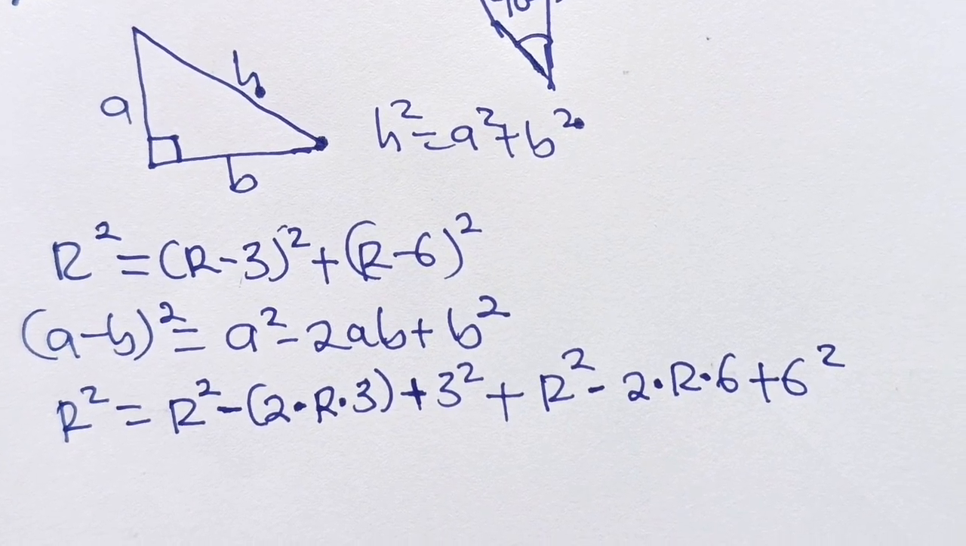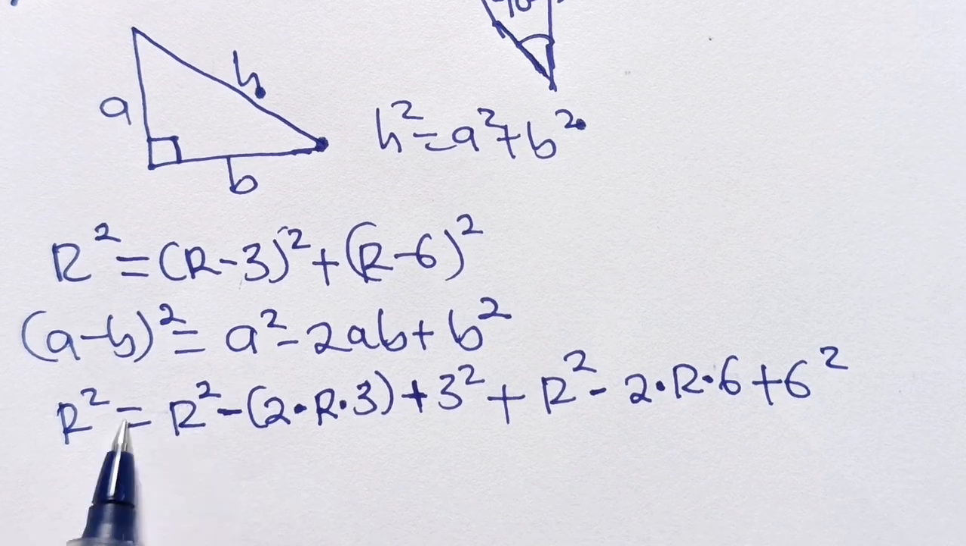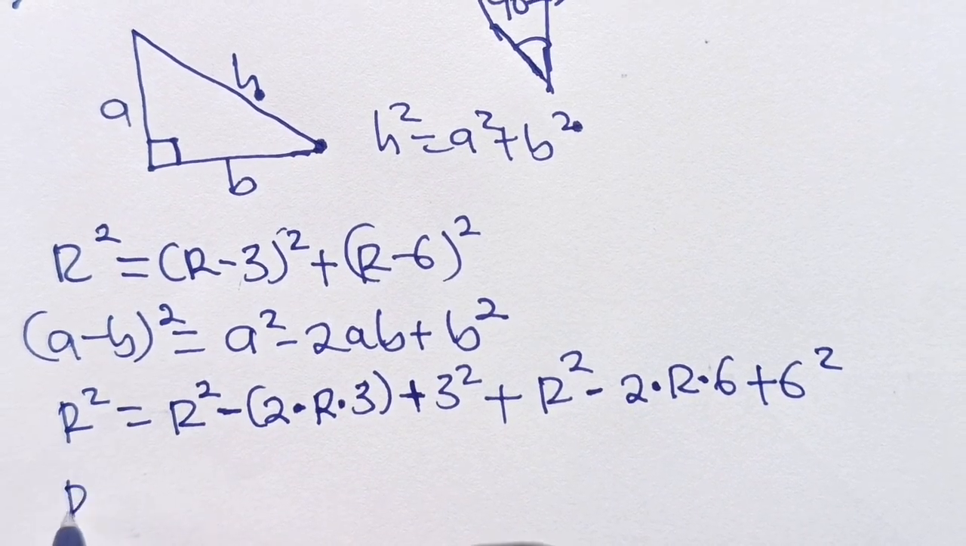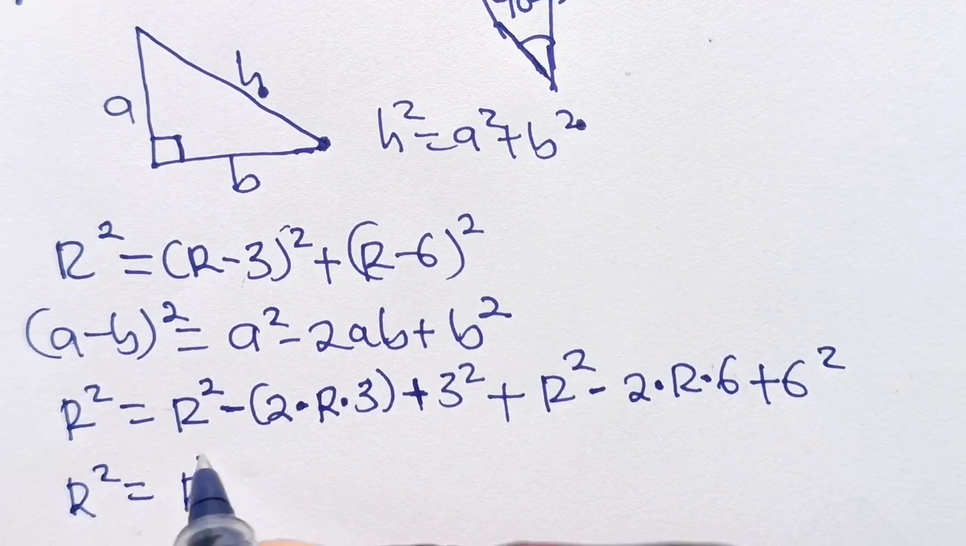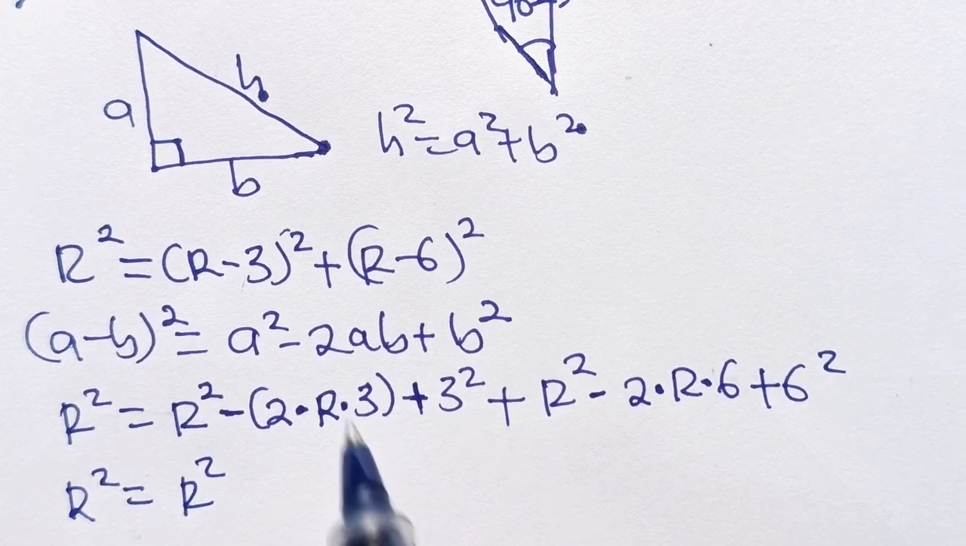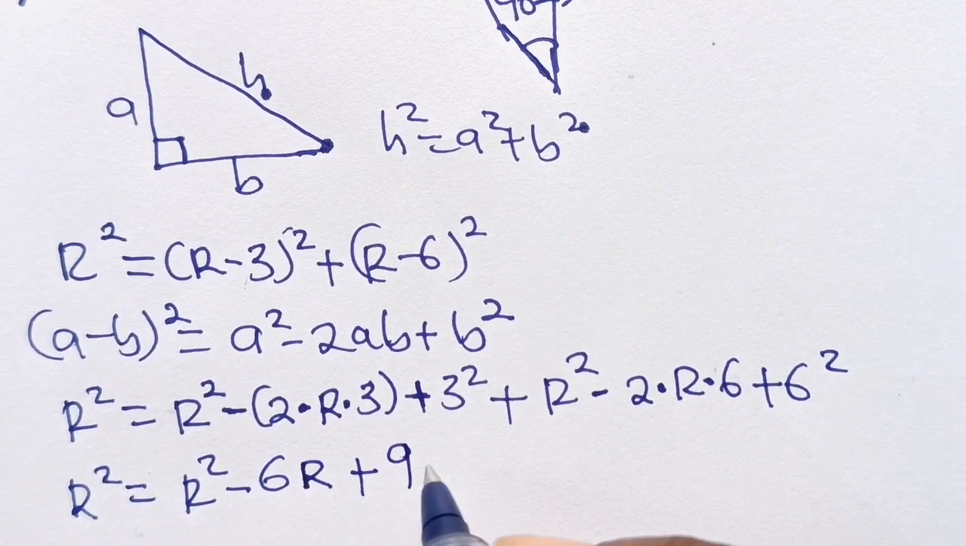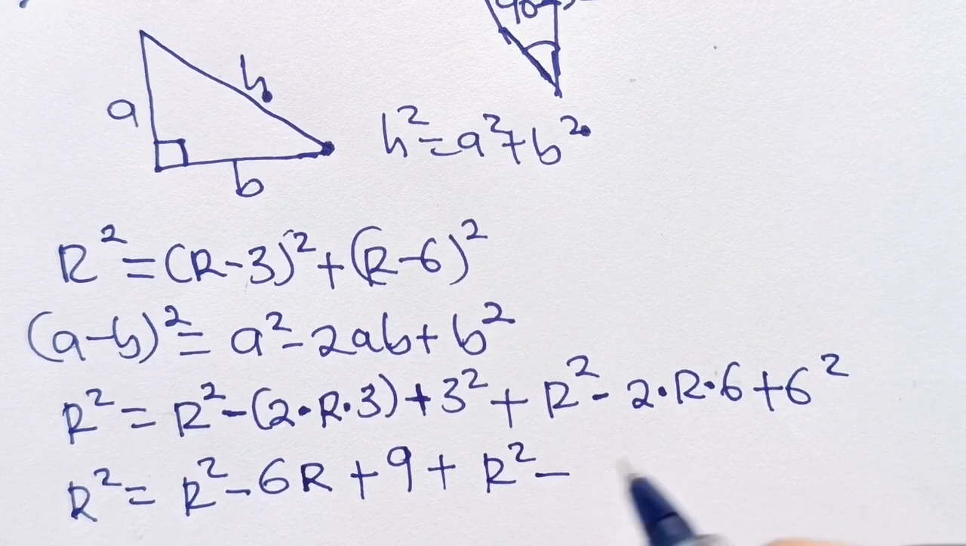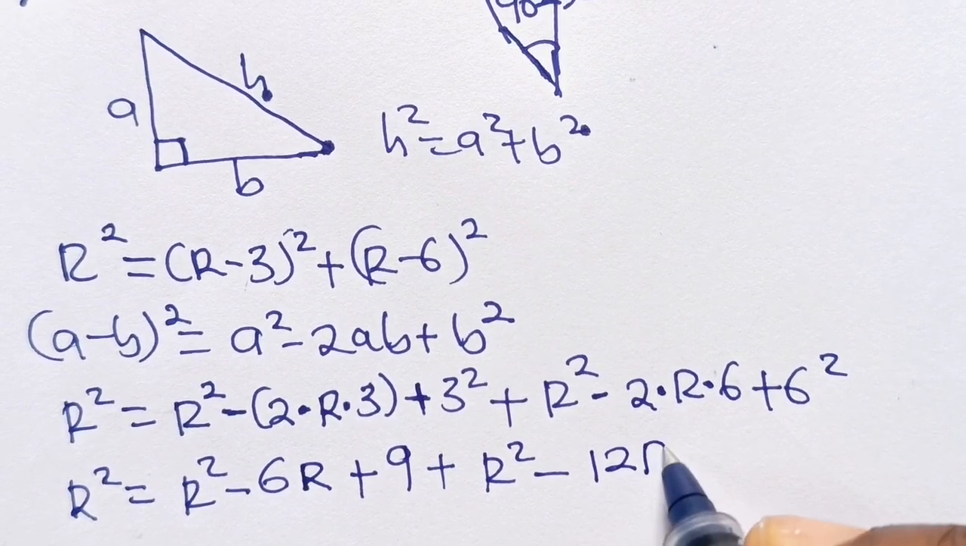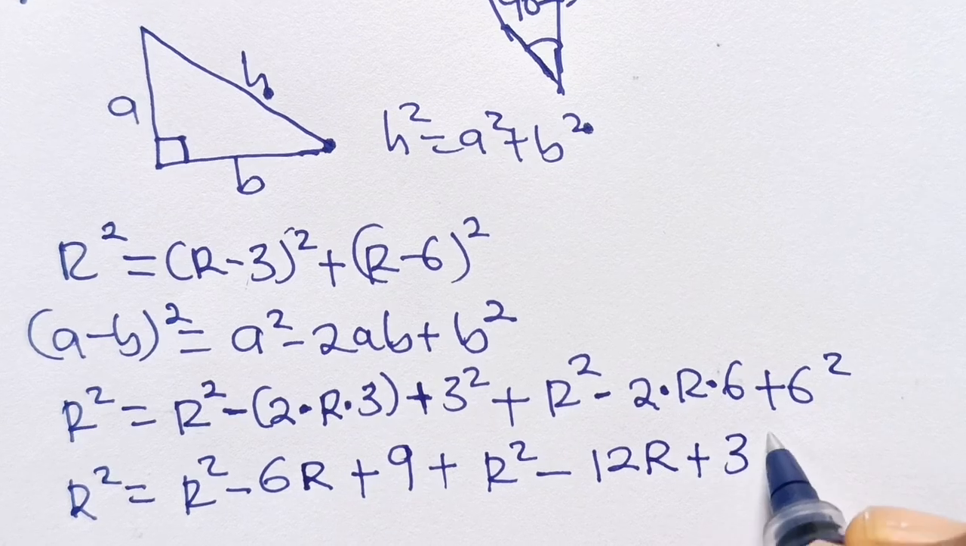plus 6 squared. Now this is where we are. Right, so looking at what we have here, let us expand. We have r squared is r squared, 2 times 3 will give us 6, so we have minus 6r plus 3 squared is 9 plus r squared minus 2 times 6 is 12r plus 6 squared is 36.